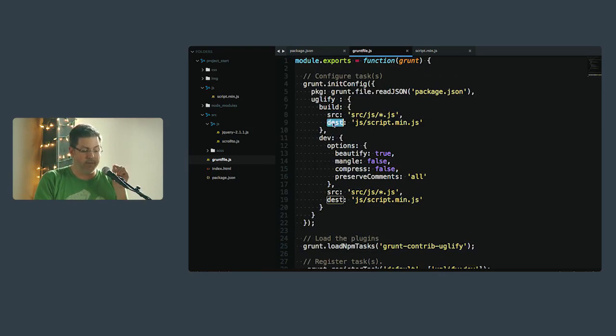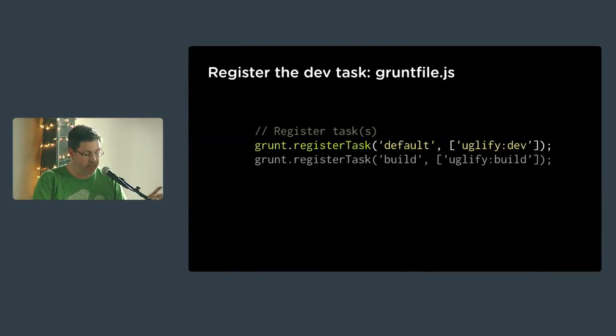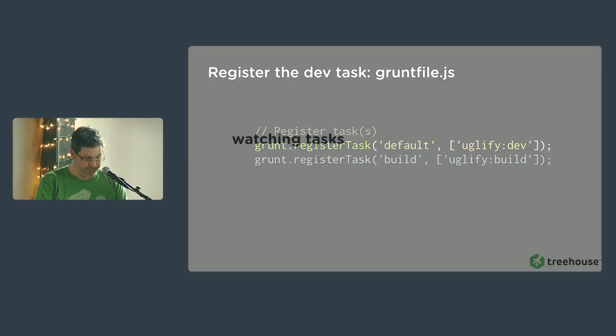But these actual options within, this is Uglify. It needs this to work. Okay, we did it. We got one task. It can run in two different ways depending on what we're doing at the time, deploying or developing.